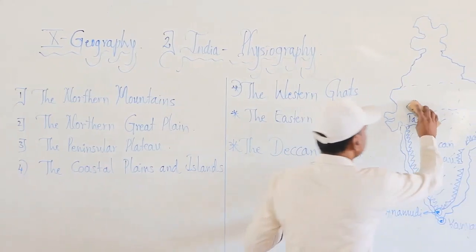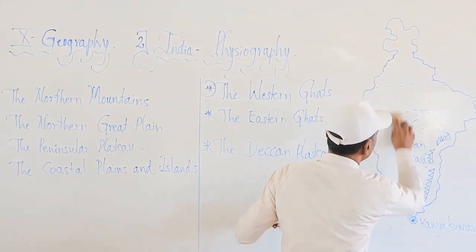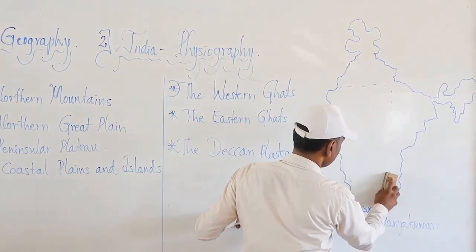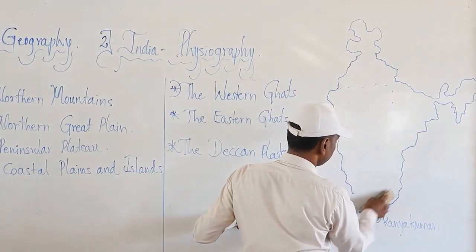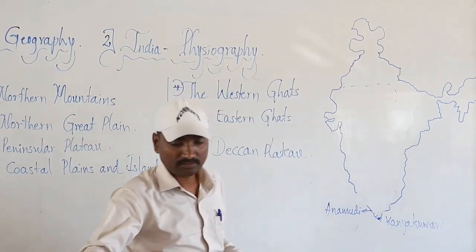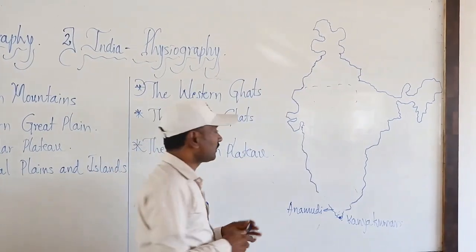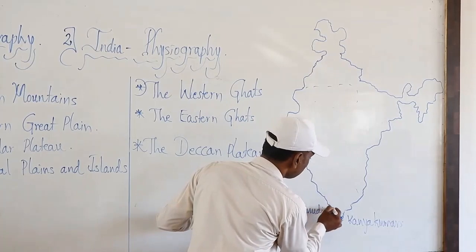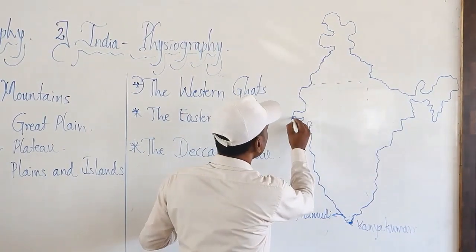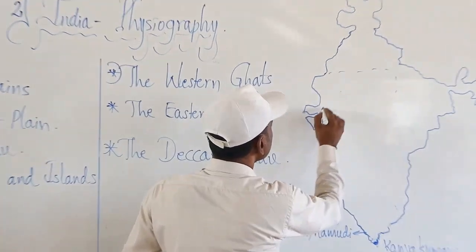These coastal plains extend from Gujarat to Kolkata. Gujarat to Kolkata means from the Rann of Kutch in Gujarat, from Gujarat to here.